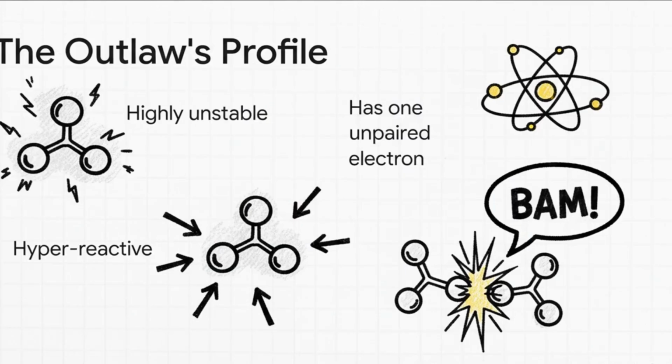So this particle's profile is what makes it so fascinating. It is deeply unstable and hyper-reactive. Its entire existence is driven by just one goal: find another electron to pair up with. It's so desperate, in fact, that it has zero activation energy. That's the little push of energy most reactions need to get started? Well, a free radical doesn't need it. The moment it bumps into something it can react with, it just does. Instantly, no hesitation at all.